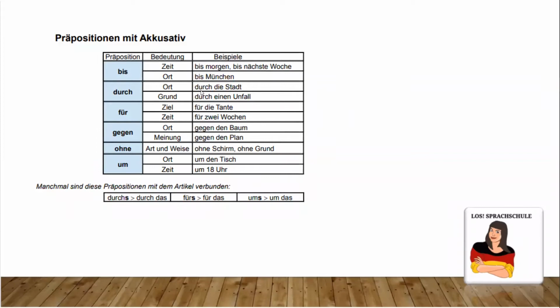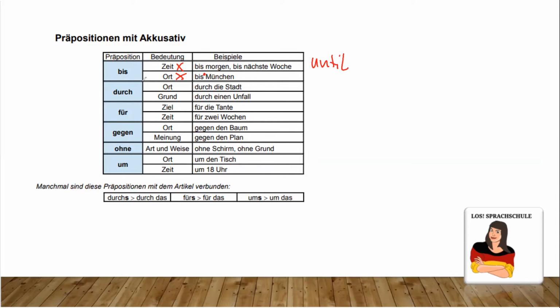And our new topic today is Präpositionen mit Akkusativ. We will do it like last week and check them out one by one and see what they are about. Bis means until. It can be time related, for example, bis morgen, bis nächste Woche, until tomorrow, until next week, bis 19 Uhr, until 7 o'clock. But it can also be bis München, until Munich. And of course, we can see here, we don't have an article because it's a city.